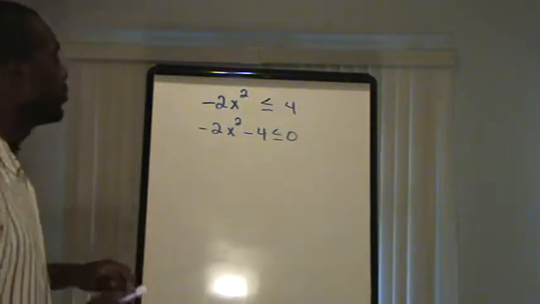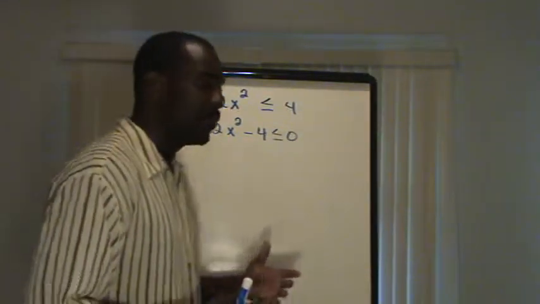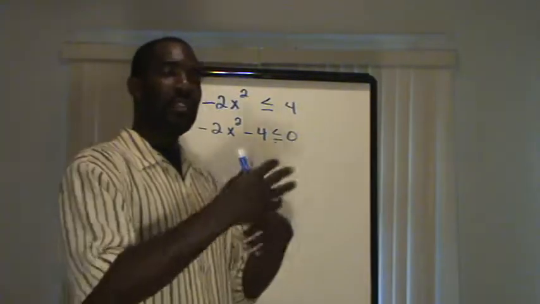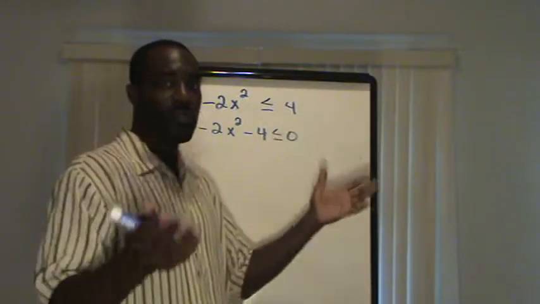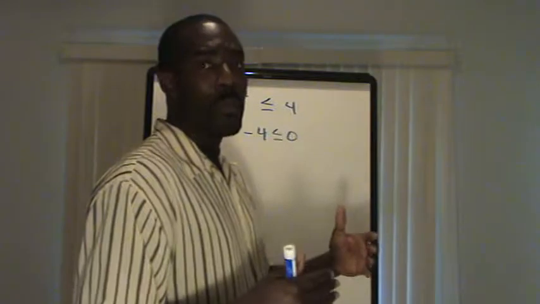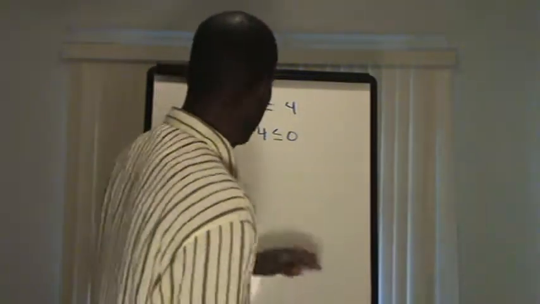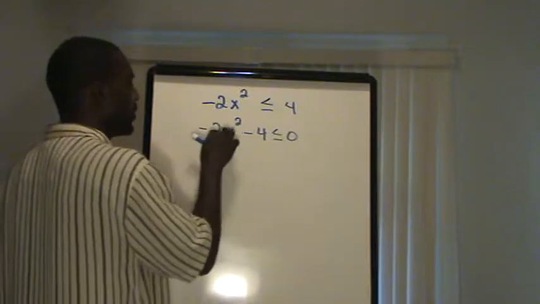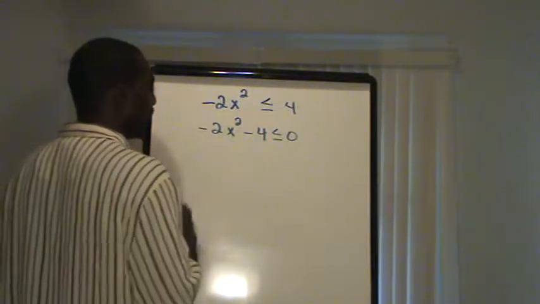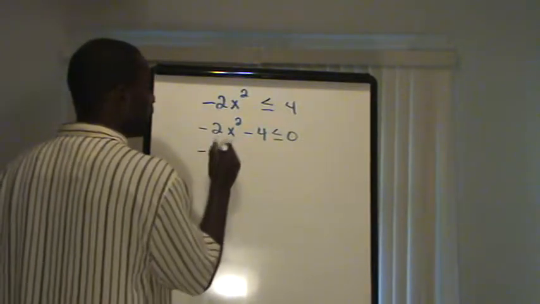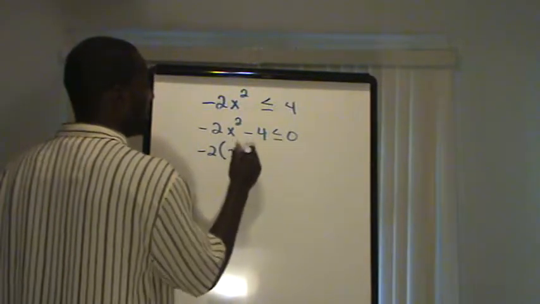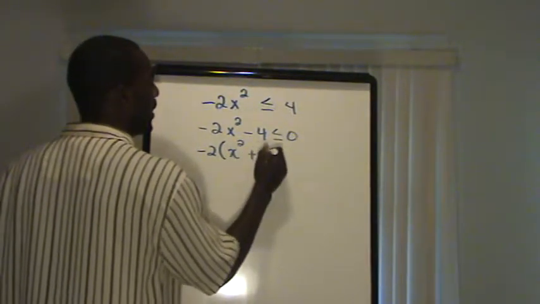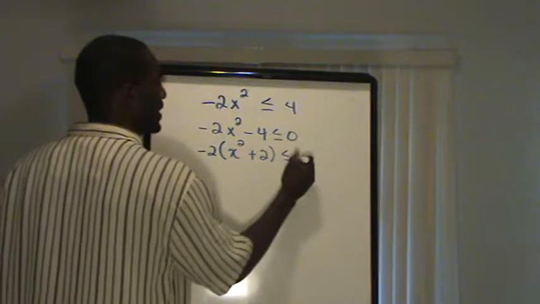Again, back in algebra, we learned a factoring technique which was saying the first thing you do when you're factoring binomials or trinomials, you want to factor out what we call the greatest common factor if we have one. And in this case, we do. There is a greatest common factor here between negative 2x squared and minus 4. That would be negative 2. If I factor that out, I'm left with x squared plus 2 is less than or equal to 0.